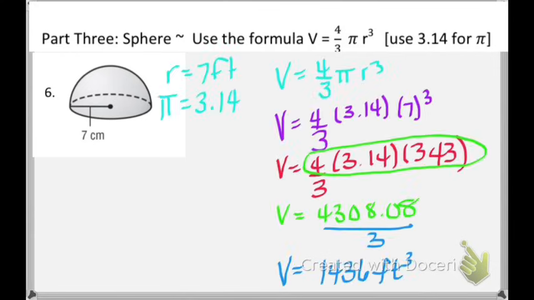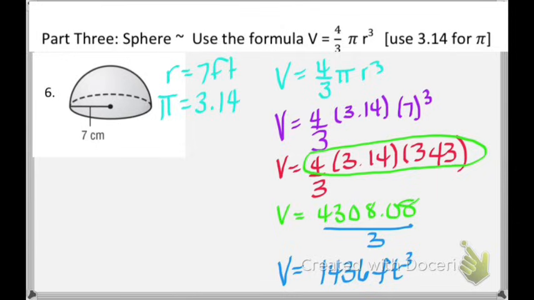Okay, so once I substituted my numbers in and I cubed 7, I got 343, and then I multiplied all of the things in the numerator in the top together and then divided by 3, I got 1,436 cubic feet. Now I didn't have a decimal here because I'm rounding to the nearest tenth and it was 0.026. So that 2 makes that 0 stay, and so it's 1,436 feet cubed. But am I finished?